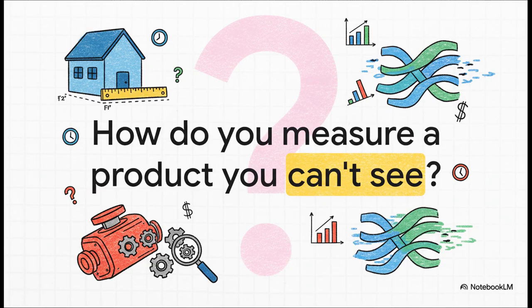If you're building a house, you've got square footage. You're building a car, you can literally count the parts. But software? It's just code. It's kind of invisible. So how in the world do you figure out how long it's going to take, how much it's going to cost, or even just how big it is? That's the puzzle we're tackling today.